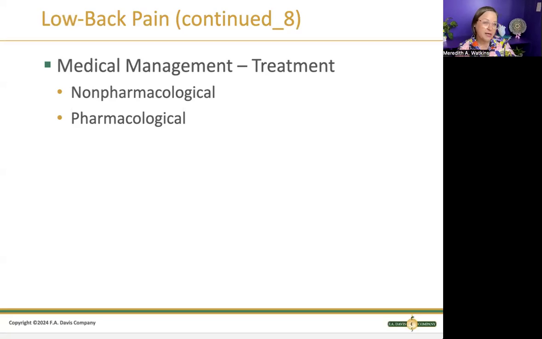Additionally, non-pharmacologic options are very important in the treatment of low back pain. And your book talks about a number of things like superficial heat and massage and stretching, and making sure that the patient doesn't become completely immobile because that will make the pain worse. They need to keep moving, but be careful not to lift heavy objects and be mindful of the body mechanics that they're using to move around.